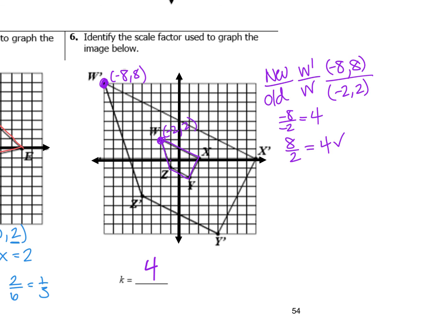So when you are asked to find the scale factor, you are trying to figure out what you're multiplying by. So in that case, you're going to do the opposite, and you're going to divide. The new point divided by the old point. And again, you can always check your work. If I take the point negative 2, 2, and I multiply them both by 4, guess what? I get negative 8, positive 8, which is what the new point W prime was. So I know I got the correct scale factor there.